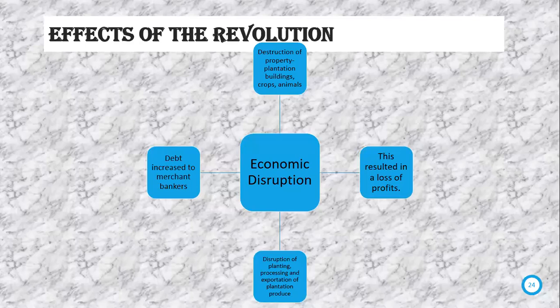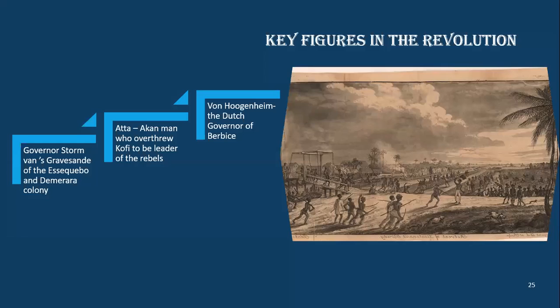Economic disruption. You had the disruption of property, plantation, buildings. Debt increased to merchant bankers, and this all resulted in a loss of profits. They were no longer making as much money.